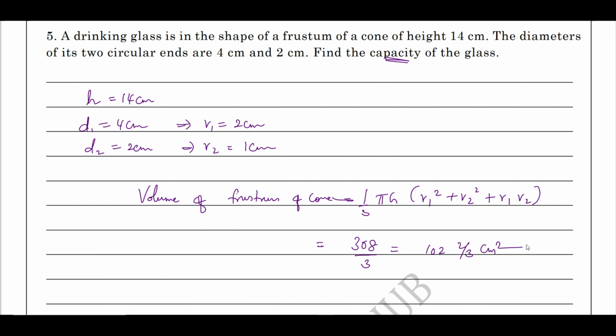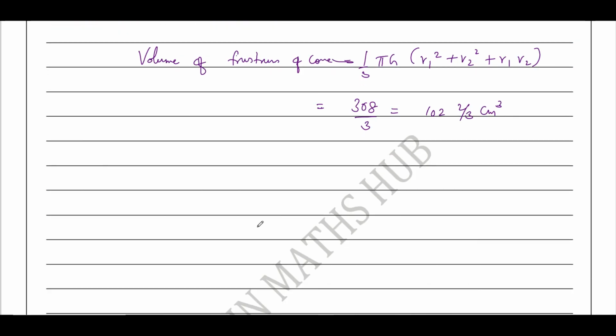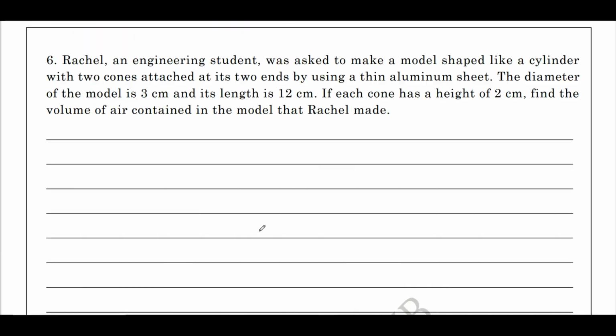This kind of simple question will be asked in the exam. You can do the simplification steps. The answer will be 308 by 3 centimeters cube. Since it is volume, it is centimeter cube, or 102 2 by 3 centimeter cube. Students, moving to next question.